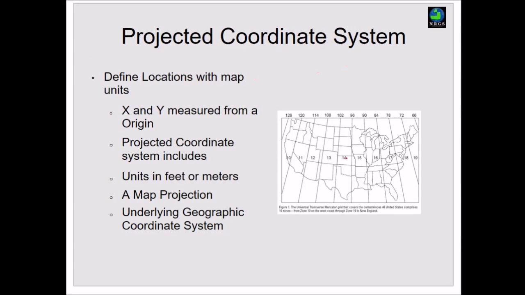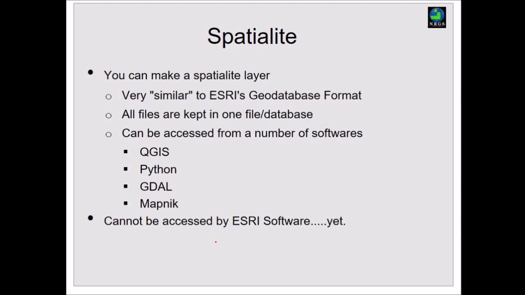And the projected coordinate system for a flat map defines location with map units, that means X and Y measured from an origin. A projected coordinate system includes units in feet or meters, a map projection, and an underlying GCS. It also has support and coordination with Spatialite. You can make a Spatialite layer, very similar to ESRI's geodatabase format, and all files are kept in one file or database. So all files you'll find in one database only.